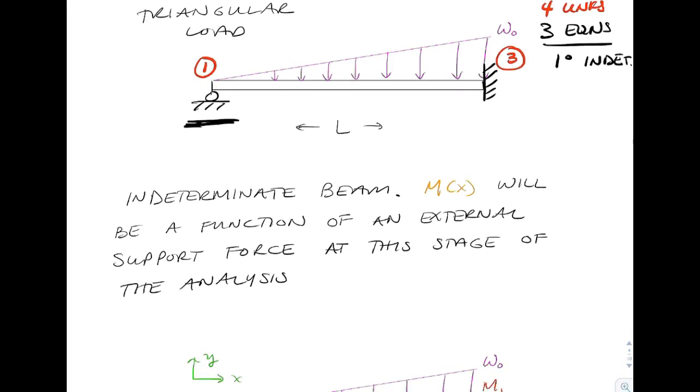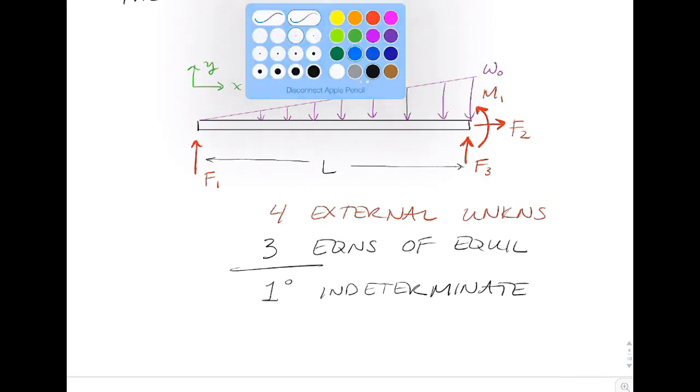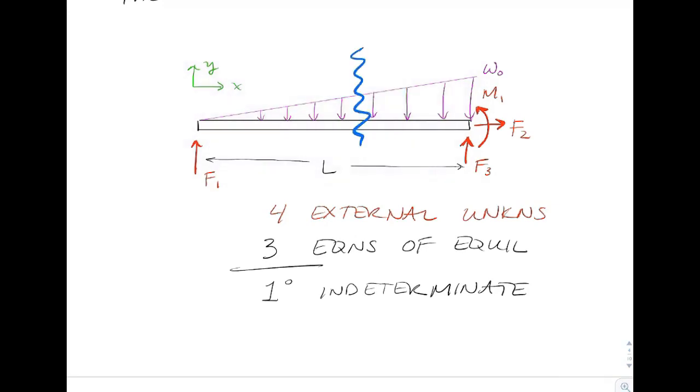So M of x will be a function of an external support force. We won't be able to turn the roller force black. We won't be able to solve for it using statics. So there's our whole structure free body diagram. We need to take out the blue saw and cut that thing open. And again, we always do the blue saw at x.